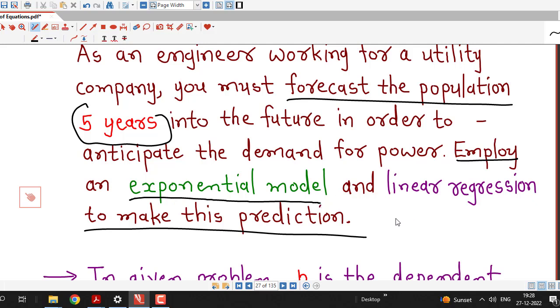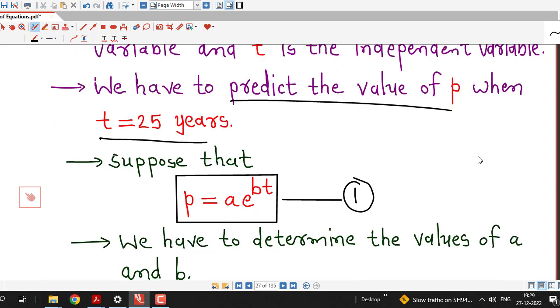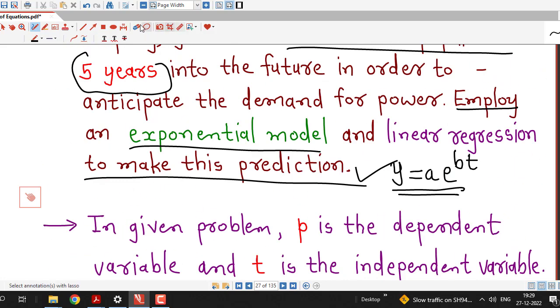And here it is specified that employ an exponential model. So we can start with this curve y equal to a times e raised to b times t. Here t is the independent variable, so we are using t instead of x. So this exponential model we will use and we will convert this into regression line. So suppose that here instead of y, dependent variable is p, so I have to write p as a function of t. P is an exponential function given by a times e raised to bt.